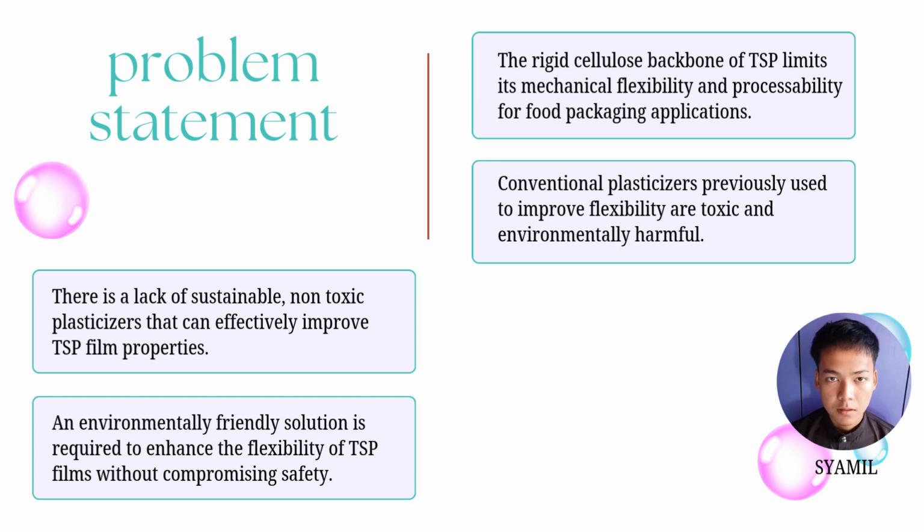Problem statement. There are 4 problem statements for this study. First, the rigid cellulose backbone of TSP limits its mechanical flexibility and processability for food packaging application. Next, conventional plasticizers previously used to improve flexibility are toxic and environmentally harmful. Next, there is a lack of sustainable, non-toxic plasticizers that can effectively improve TSP film properties. Lastly, an environmentally friendly solution is required to enhance the flexibility of TSP film without compromising safety.